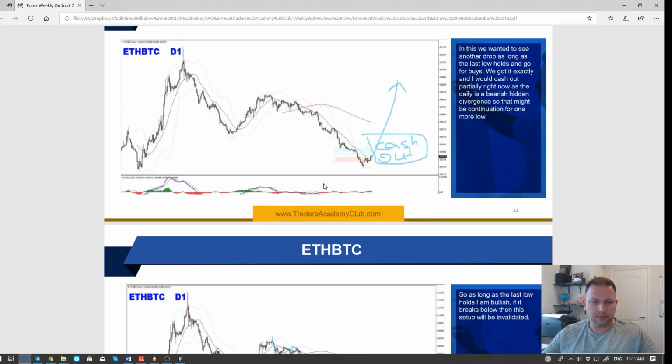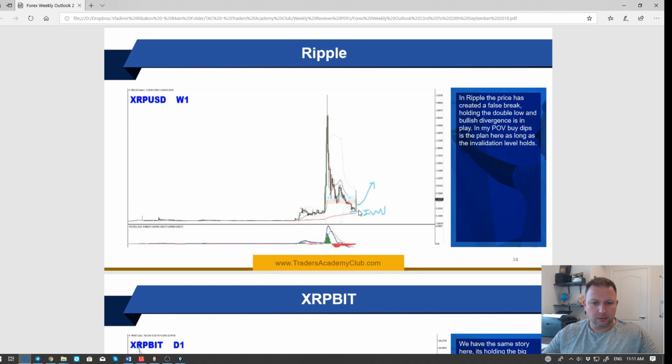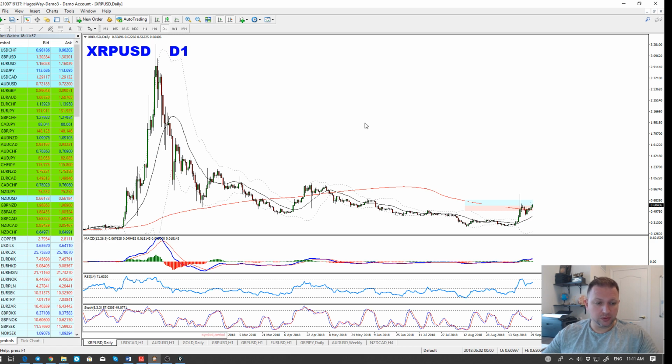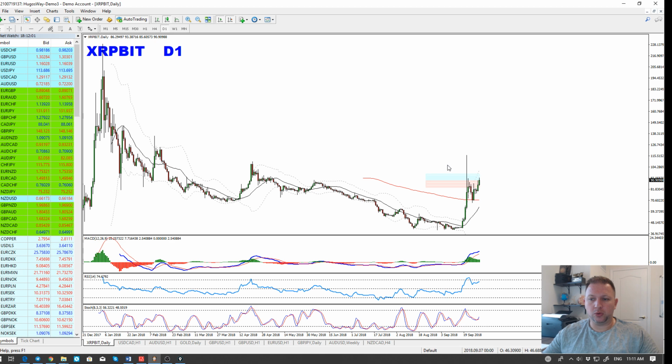Here we go. Ripple here. We wanted to see the drop and the rally. Same with the Ripple versus the BIT. Okay, so for both, XRP, BIT, the plan still is bullish. I would expect some rallies. We might get any pullbacks, but for me it's still the case for looking for buys.